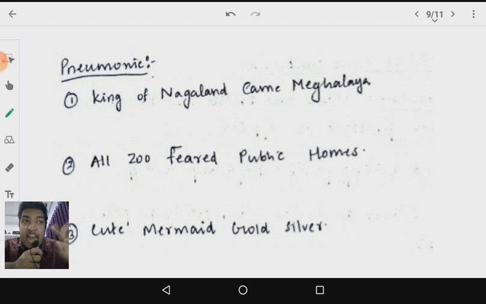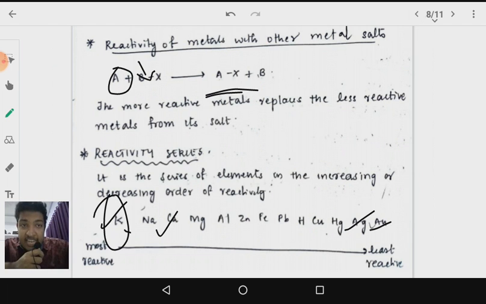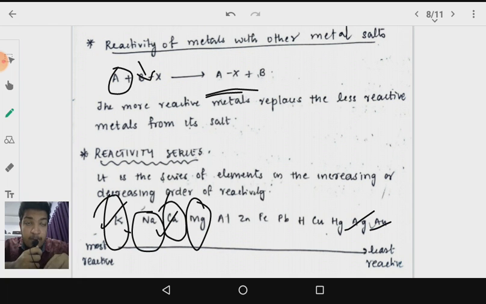King of Nagaland came Meghalaya. King, that is K, of Nagaland, that is Na, came Meghalaya. So we studied the first four elements. King of Nagaland came Meghalaya. So that is potassium, sodium, calcium, followed by magnesium.